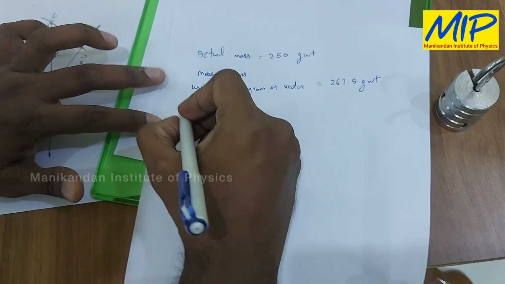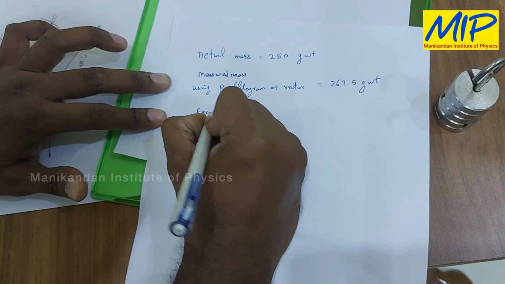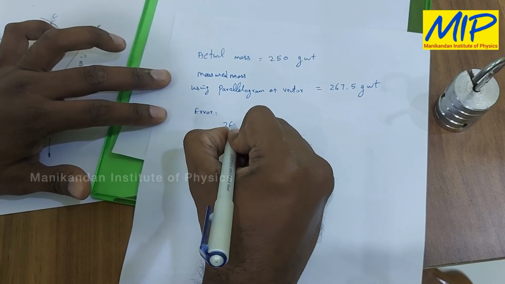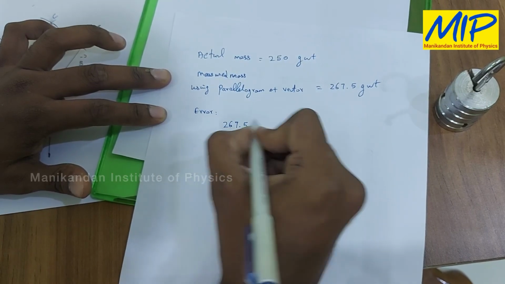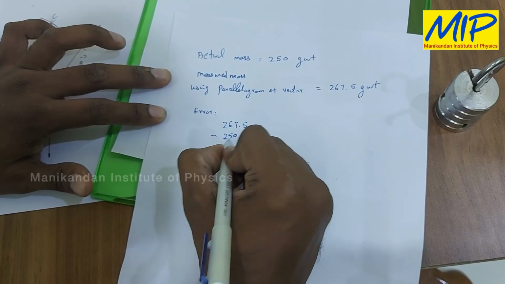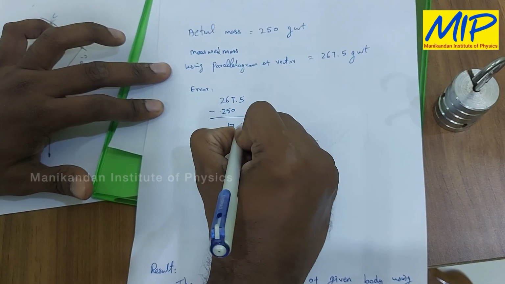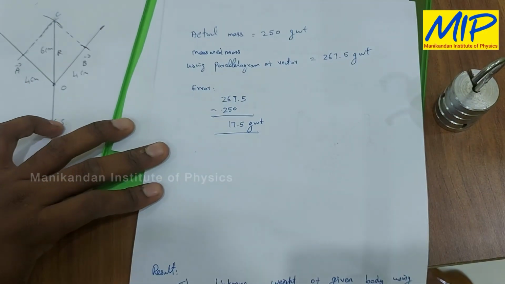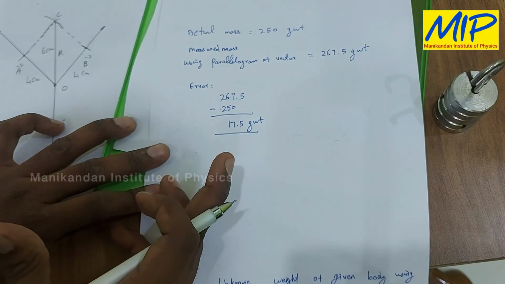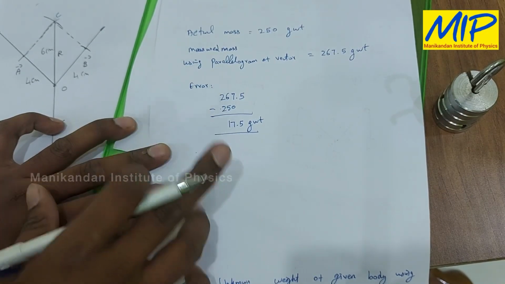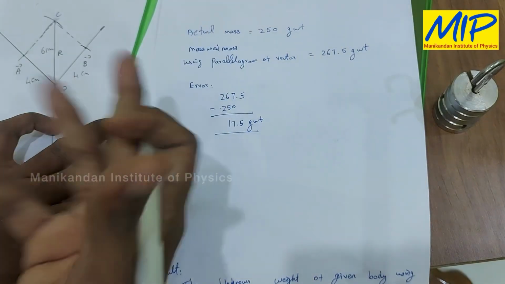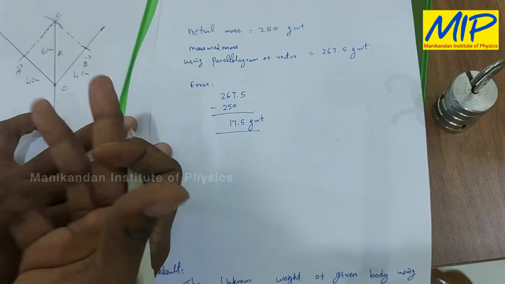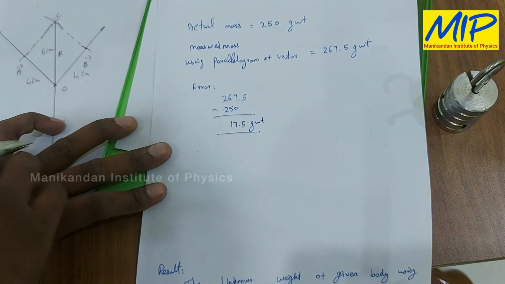So the error in this observation: 267.5 minus 250. So I am getting 17.5 gram weight. This is my error in this observation. So, sir, why is this error happening? Because we are considering this pulley as a frictionless pulley. There is some finite friction in the pulley. So because of that friction, maybe we get some errors. So this is my error in the observation.